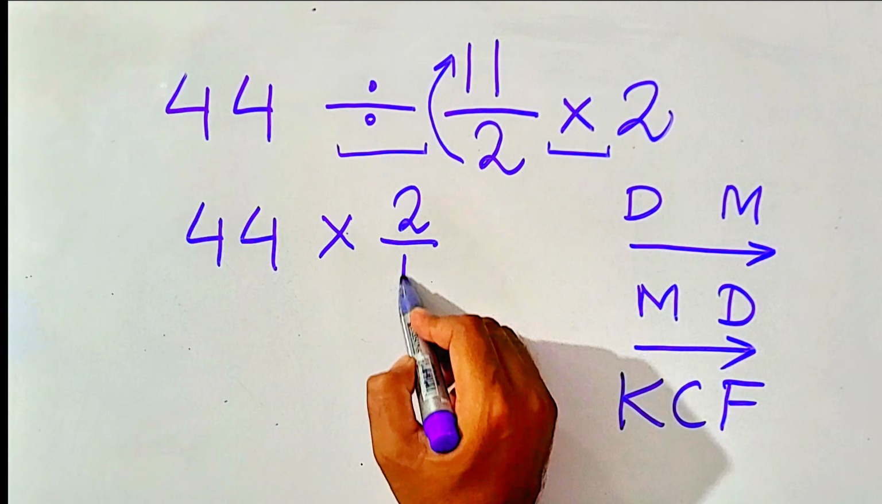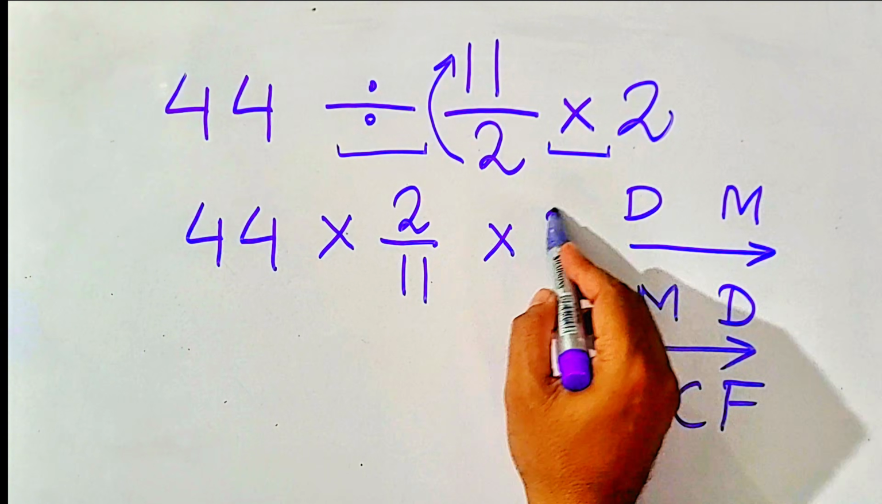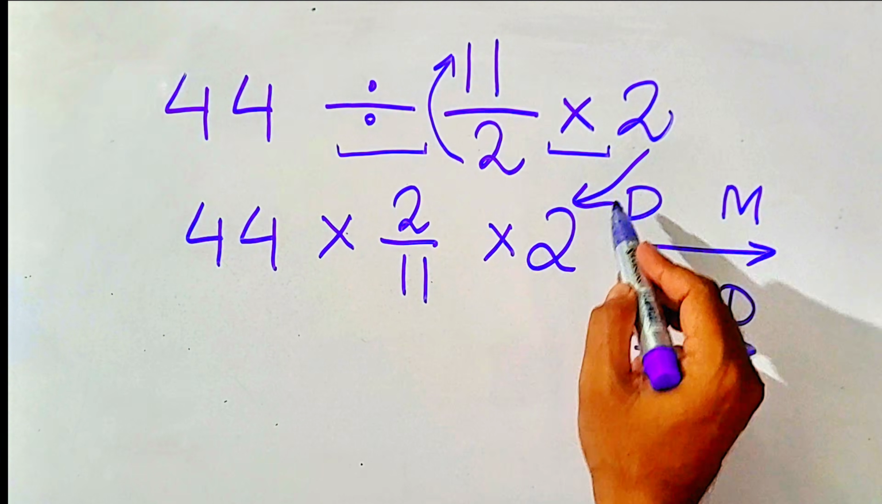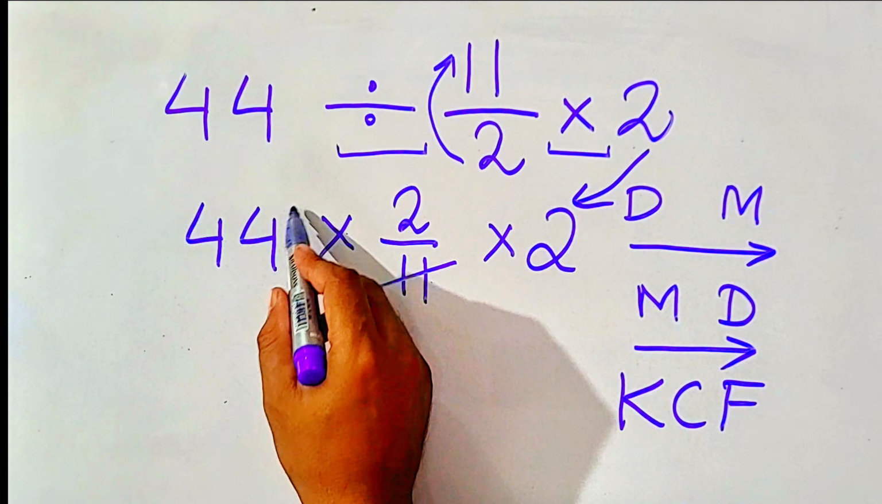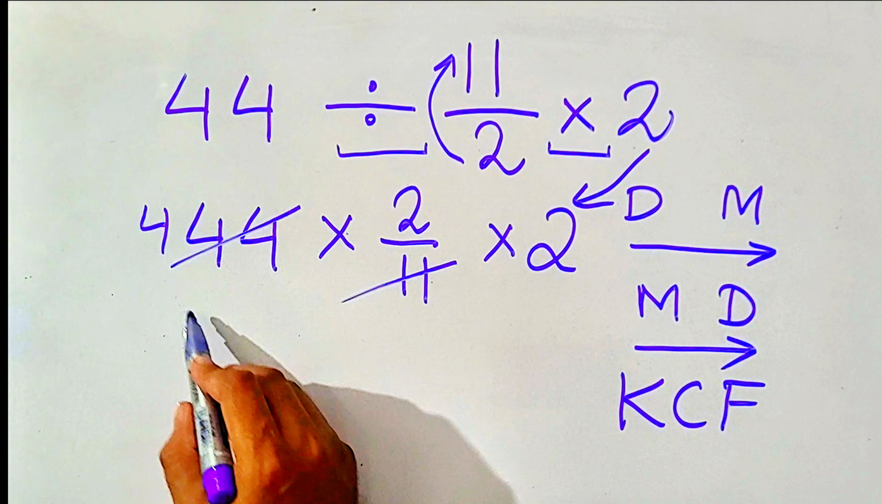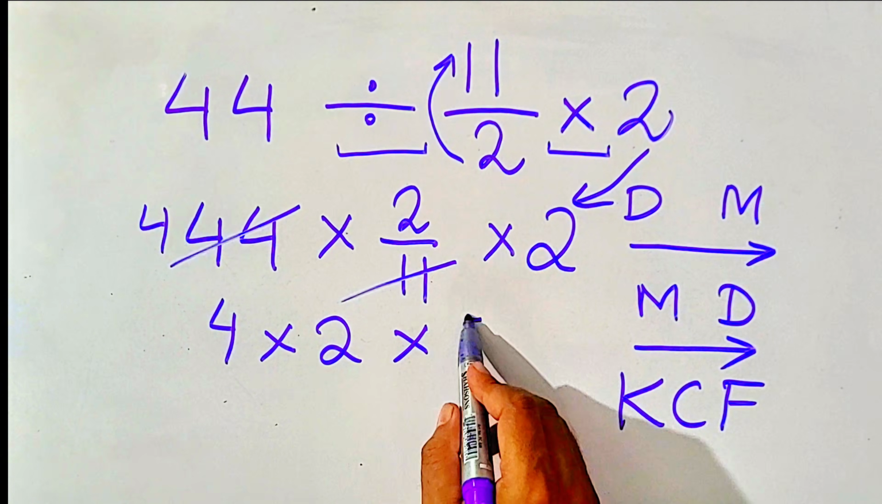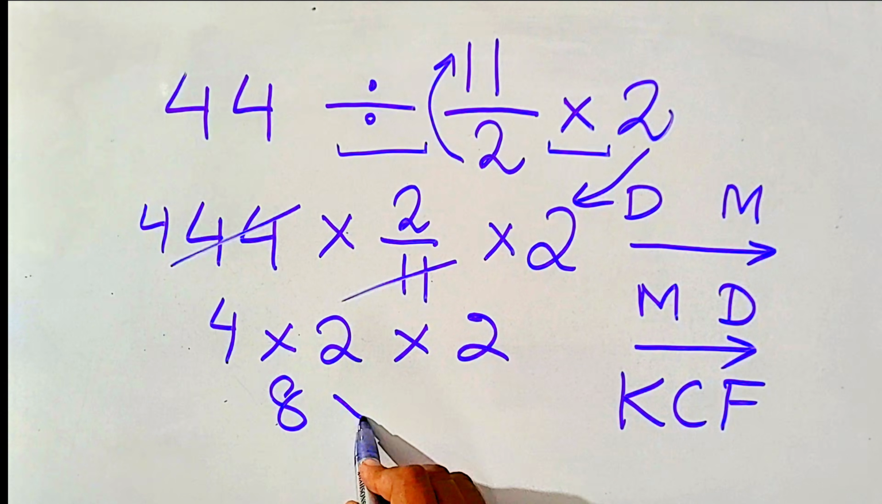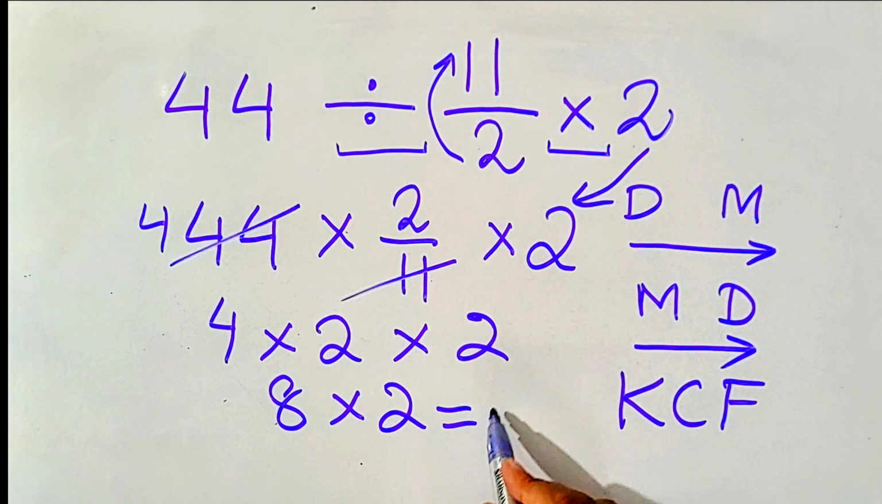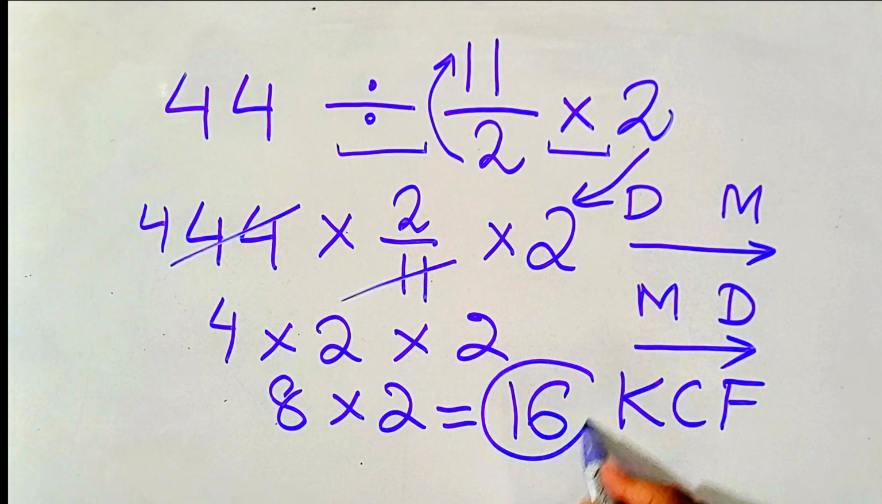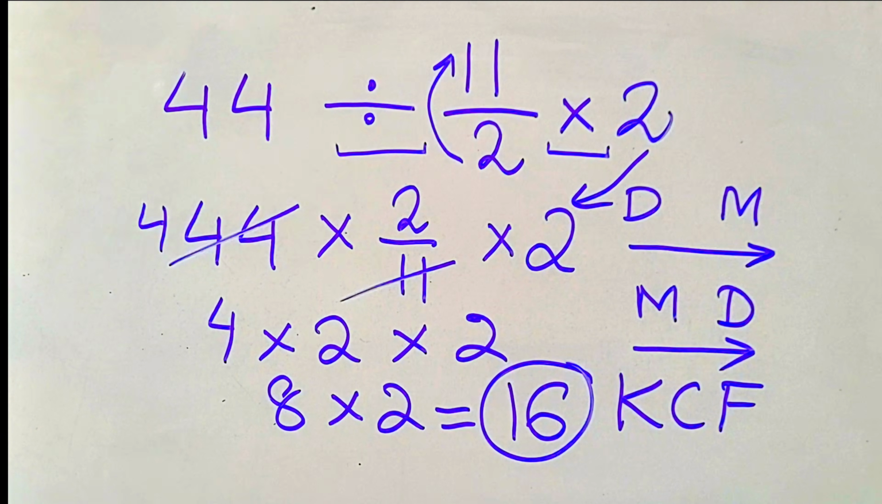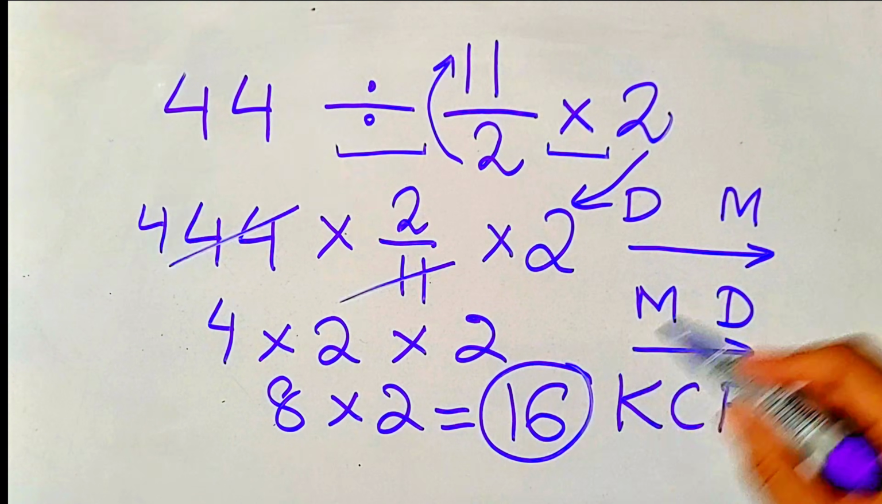It will be 2 over 11 times 2, that one. So cancellation will be made. We will get 4. 4 times 2 times 2, it will be 8 times 2, which will be equal to 16. That is the correct answer according to the PEMDAS rule and KCF rule.